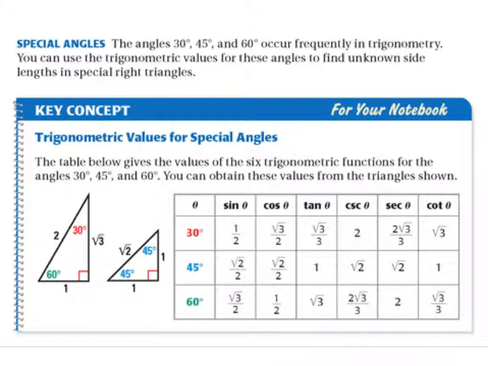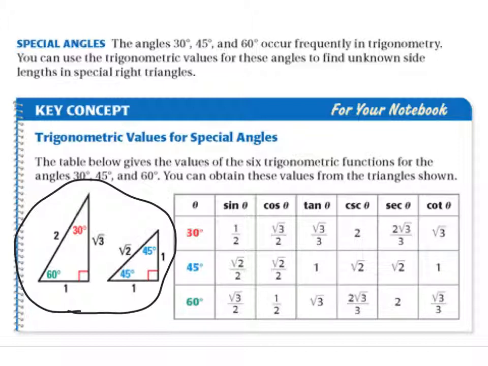Alright, moving on. Special angles. The angles 30, 45, and 60 occur frequently in trig. You can use the trig values for these angles to find unknown side lengths in special right triangles. This right here is what I've memorized. The table isn't as helpful to me. We'll see if we can use it a little more, and it might be helpful to you. The table below gives the values of the 6 trig functions for the angles 30, 45, and 60. You can obtain these values from the triangles shown.